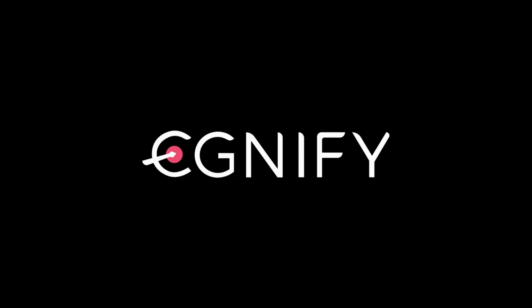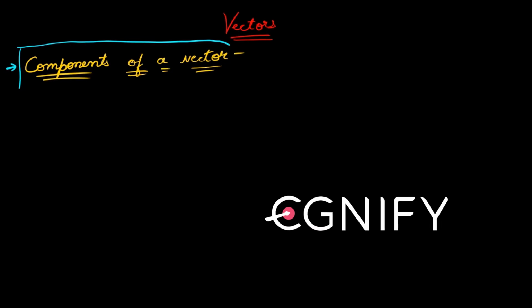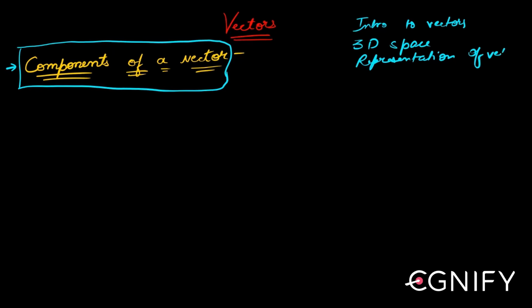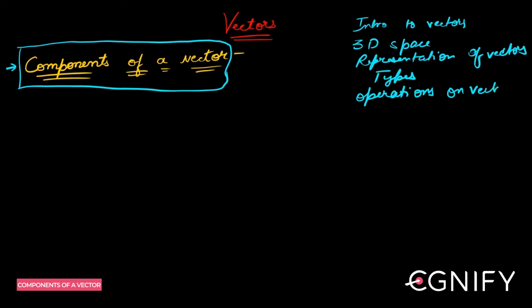Now let's look at what I mean by components of a vector. How we have been tracing this is, we started with an introduction to vectors, and that was followed by how the 3D space looked like, and then we saw how vectors are represented. So representation of vectors is something that we saw. Then we saw the different types of vectors that we had. Then we saw operations on vectors. So these were roughly the topics that we have studied right now.